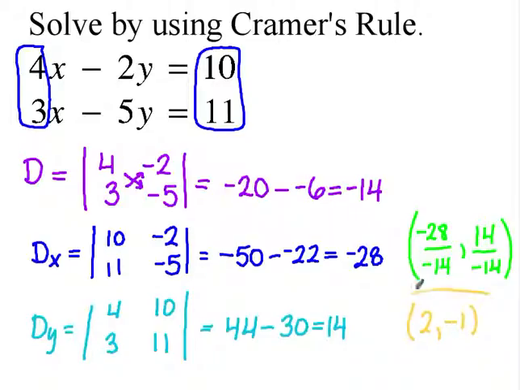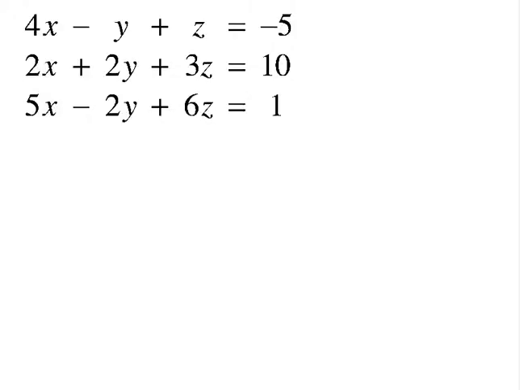Two, negative 1. Yep, there you go. So that's how you solve a 2 by 2 using Cramer's rule. Probably not the most efficient way to solve a system of 2 equations. Now when we get to the system of 3 equations, though, Cramer's rule actually is probably the most efficient.